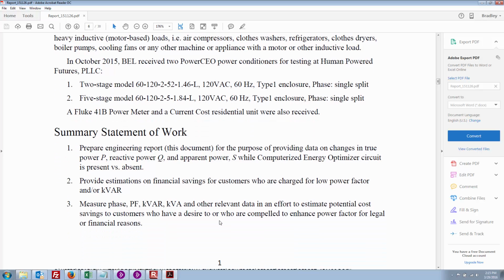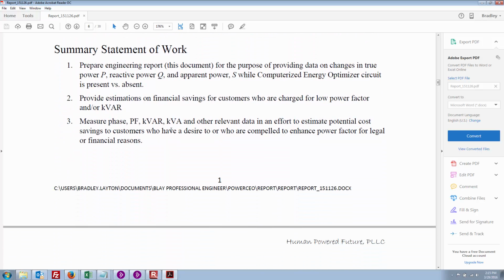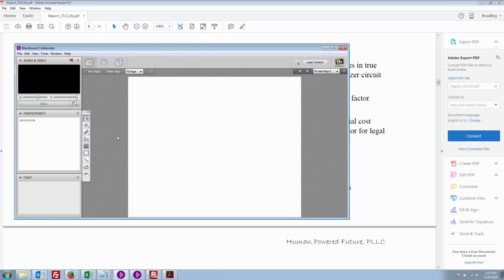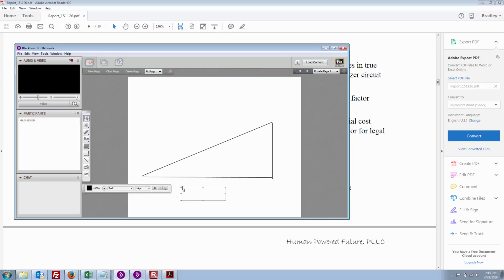Okay, so here are the three things. Prepare an engineering report for true power, which we call P, reactive power, Q, and apparent power, S. And if we go and draw those on a triangle, I'll do my best to just draw that. There's one leg of the triangle. Here's another leg, and then here's a third leg. Down here is P. So I can make that a little bit larger. There's P.